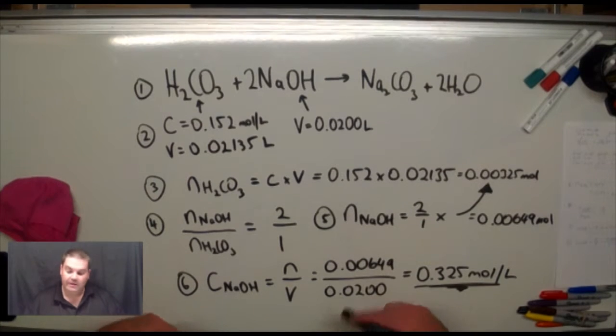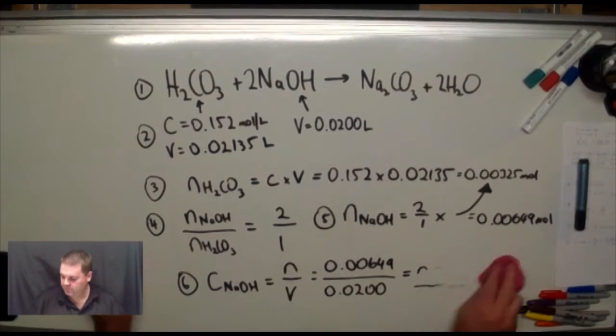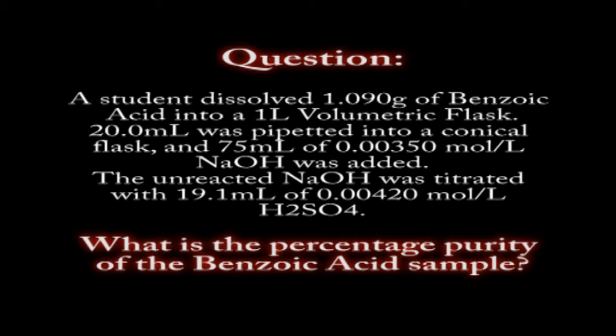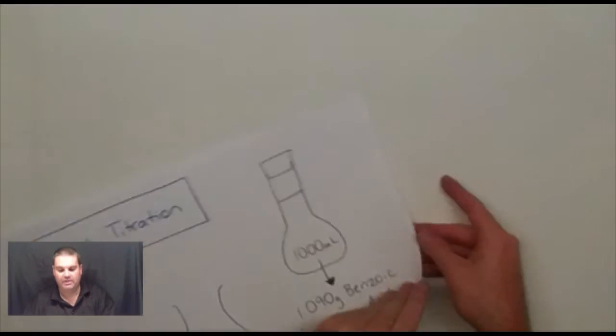Now what I want to do is show you a slightly more complex titration, which is what you tend to get a little bit more of, because that's a very, very basic one. Hopefully this will give you a little bit more of an idea of how to start problem solving in your head. So this one, it's probably easiest to show in a little bit of diagram form what we've done. We've got some benzoic acid, and we're going to be making it up into a 1 litre volumetric flask.